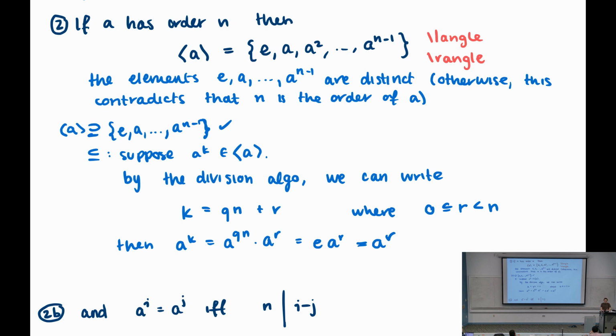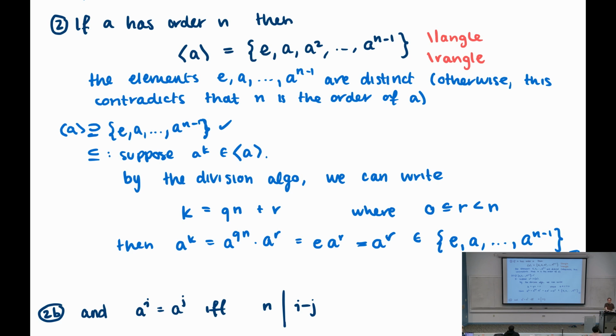But we know that r is a number between 0 and n minus 1, so this shows that this is actually an element of this set. So we're done with this part of the proof. Put a box. Are there questions about this part?